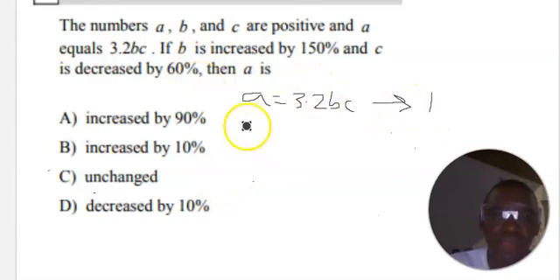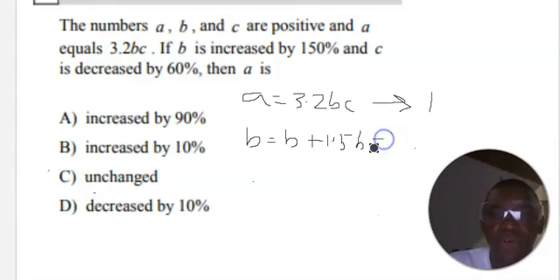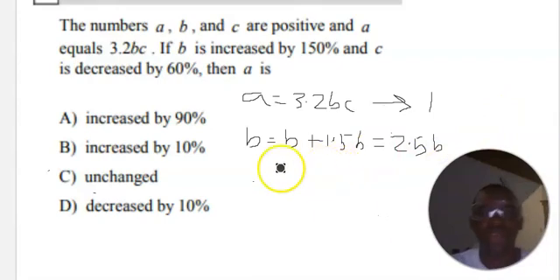Now, what is b? We are told that b was actually increased by 150%. So it means that the new b equals b plus 150% of b. So 150% of b is 1.5 of b, and of course that should give us 2.5 of b. That's what we have. Okay, what about c?